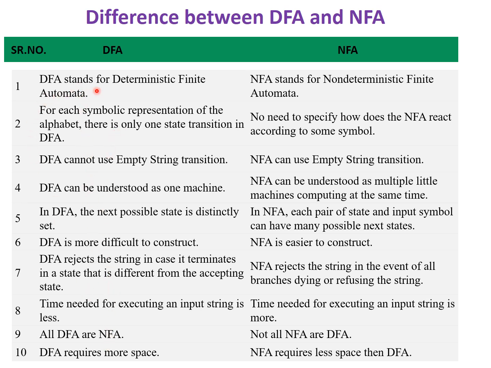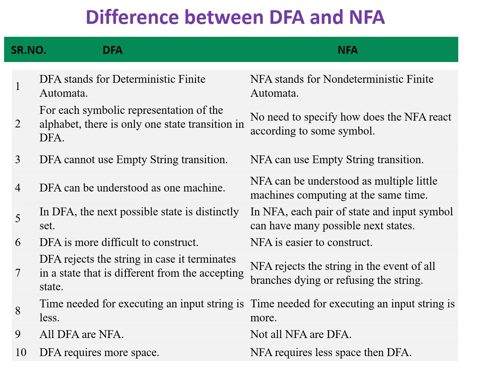The first point is, as usual, what is DFA: deterministic finite automata, and non-deterministic finite automata. The second point is very important. For each symbol of the alphabet, there is only one state transition in DFA. That means from one state to another state, for every input there is only one transition, right? That's the meaning of the second point.